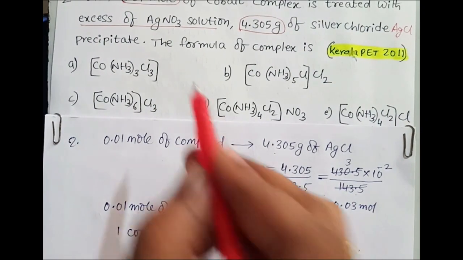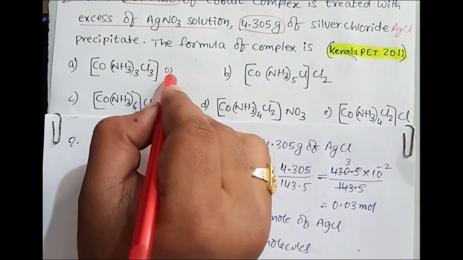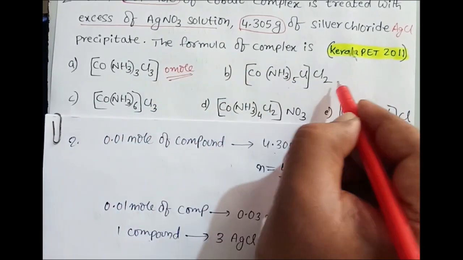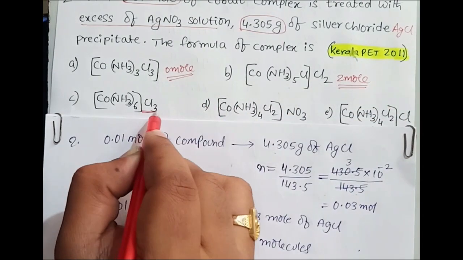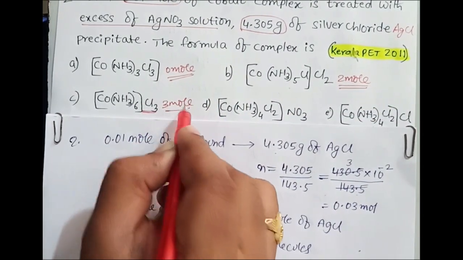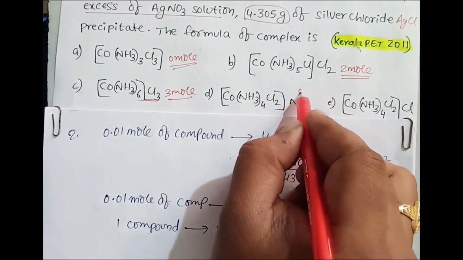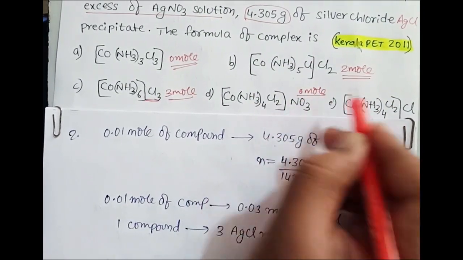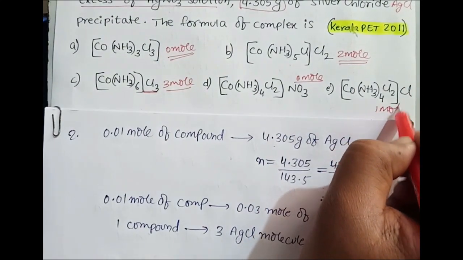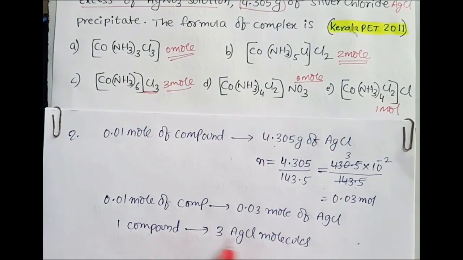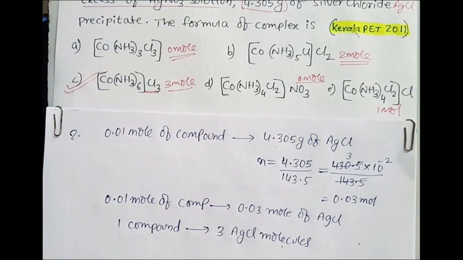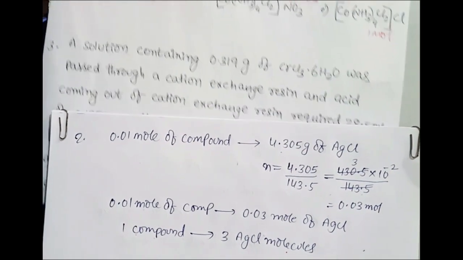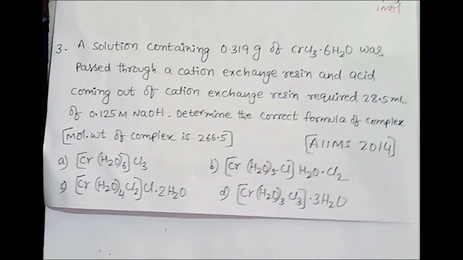It's easy. Here there is no chlorine outside, so it will give 0 moles of AgCl. Here 2 chlorides are outside, so you will get 2 moles of AgCl. Here there are 3 chlorides outside, so I will get 3 moles of AgCl. And here there is no chloride outside, so 0 moles of AgCl. And here it is 1 mole of AgCl. So here one compound is giving 3 molecules of AgCl, therefore the answer is C. Understand? It's a very easy concept, but a very important concept as well. Now let us see question number 3.